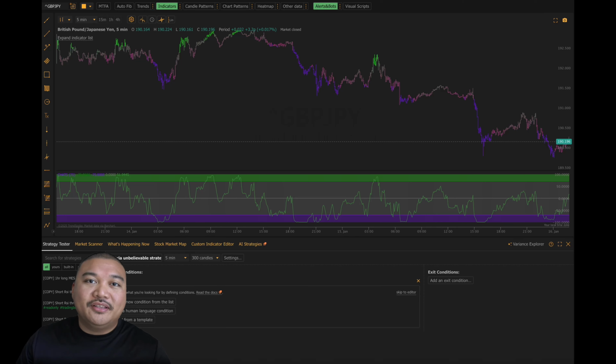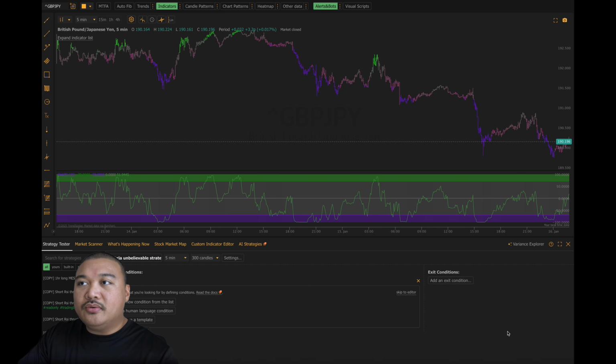Day 11 of backtesting every day for 2025. We're going to jump back into the Forex market. Let's check out here. We have the pound yen, GBP/JPY pair.